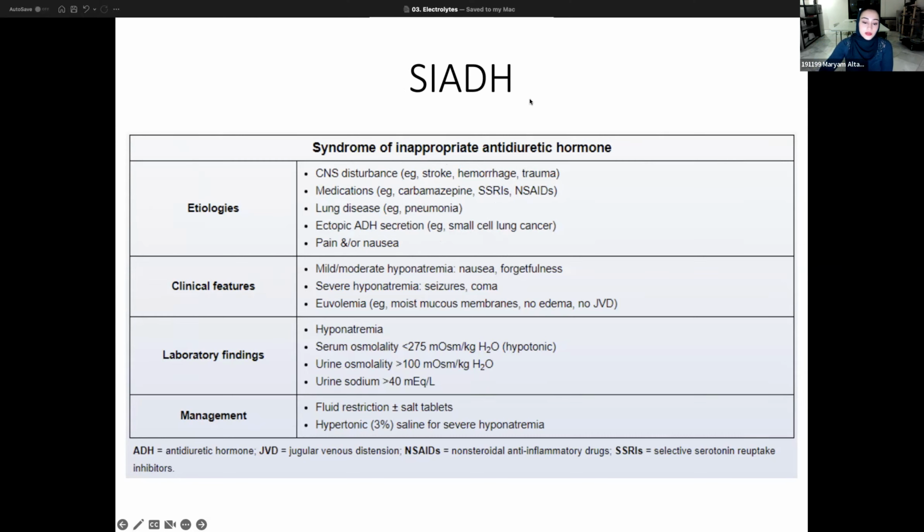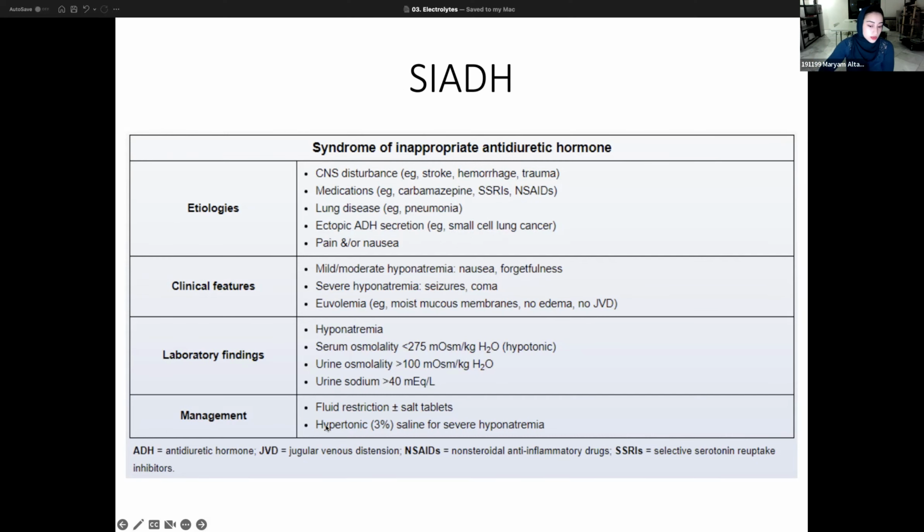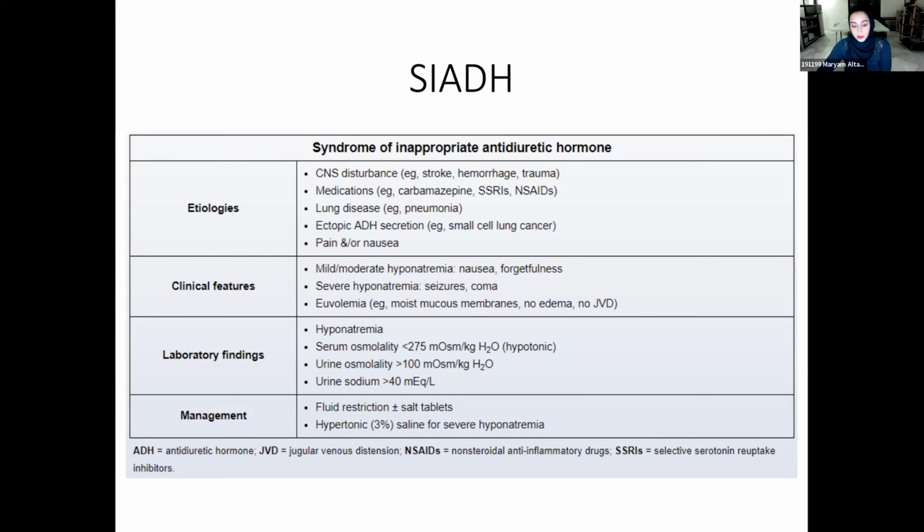So in this case of hyponatremia, the way you're going to manage it, his case is moderate. So mostly what you're going to look towards is some fluid restriction. So prevent him from drinking too much water to dilute the blood even more.